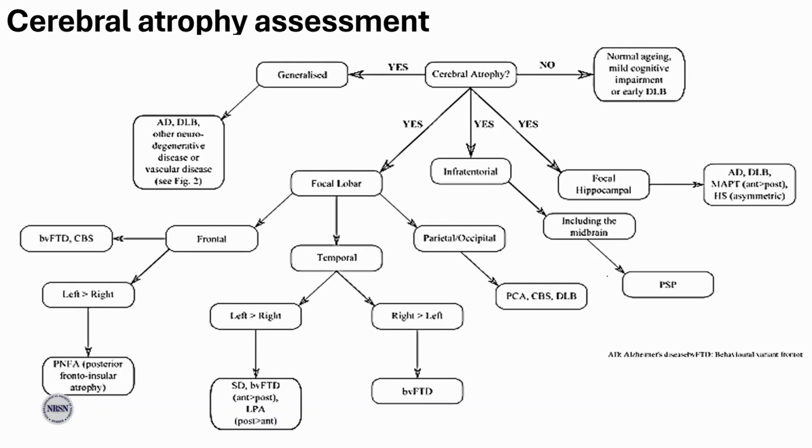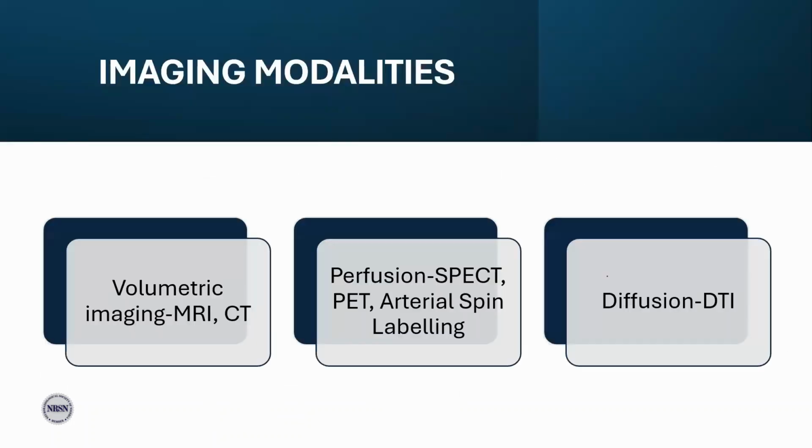Then if it is a focal hippocampal atrophy, you'll be thinking of Alzheimer's disease, disease with Lewy bodies, microtubule-associated protein dementia, or hippocampal sclerosis, which can be asymmetric, really.